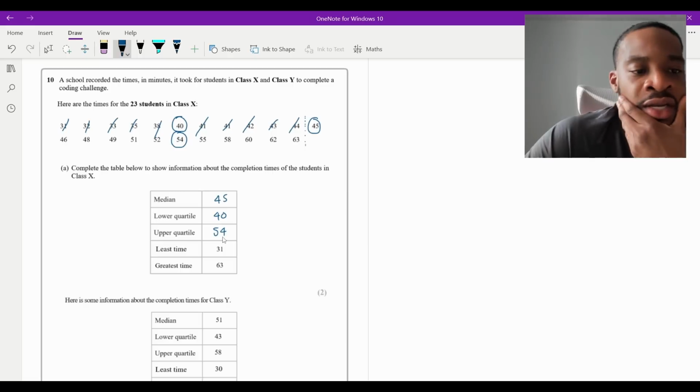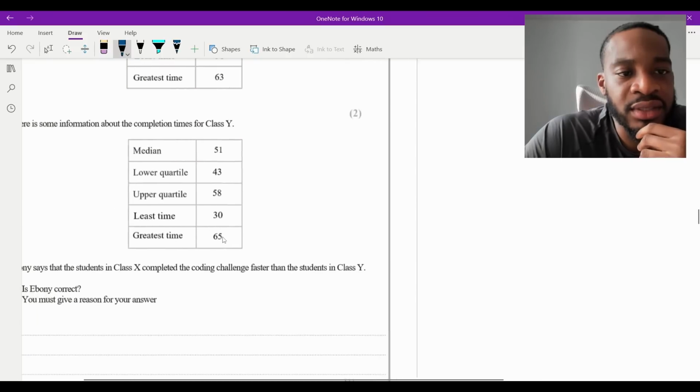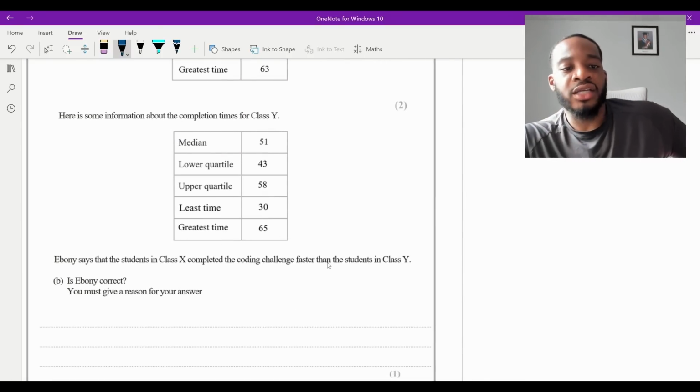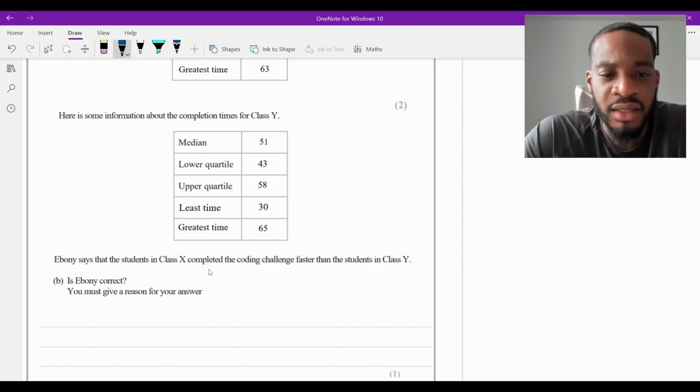So that's done. Now, part B says here is some information about the completion times for class Y. Ebony says that the students in class X completed the coding challenge faster than the students in class Y. Is Ebony correct? You must give a reason for your answer. So with this one, what is Ebony talking about? She's talking about the completion times on average, in general.